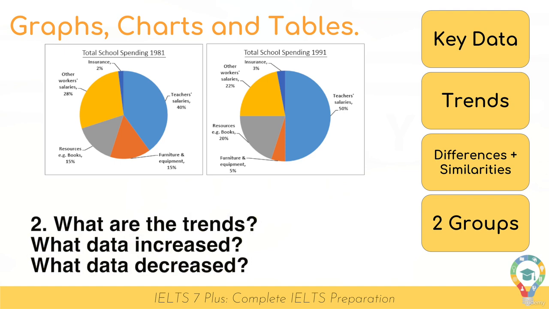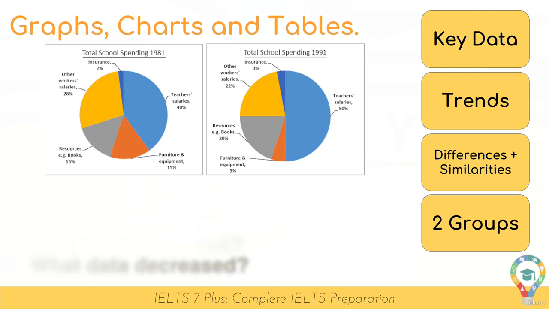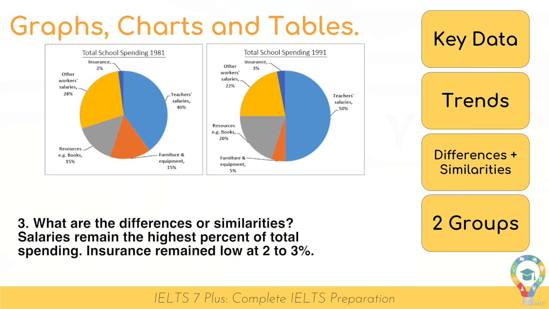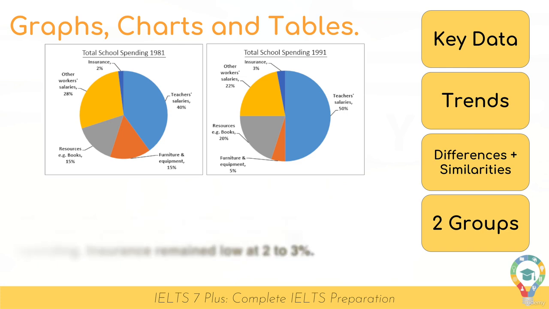Well, first I can see that teachers' salaries increased by 10%, while other workers' salaries decreased by 6%. I can also see that the budget for resources rose by 5%, whereas furniture and equipment fell by 10%. What differences and similarities can you see between these two pie charts? Well, the first thing I notice is that salaries remain the highest percentage of total spending. Insurance remains round about the same at between 2 to 3%.